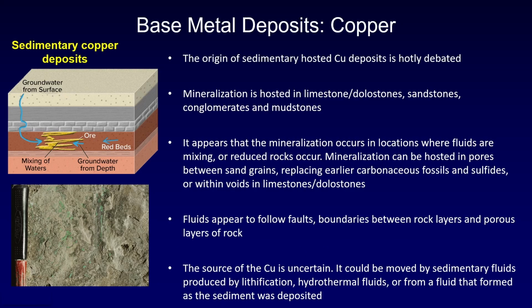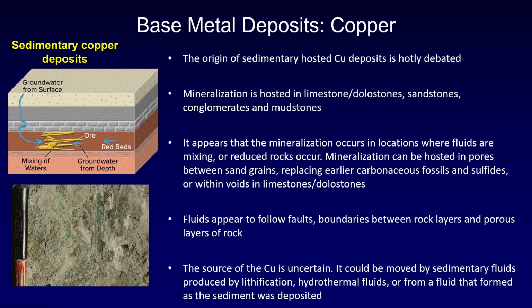So in terms of the fluid that's carrying the copper, it appears to move along faults. It will also exploit boundaries between rock layers, and it will move along porous layers of rock, so it will move along aquifers. And the source of the copper is also uncertain.